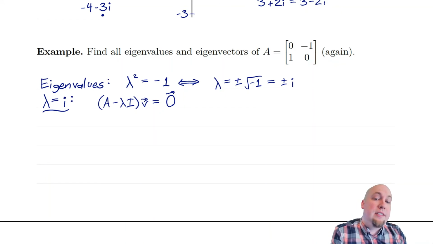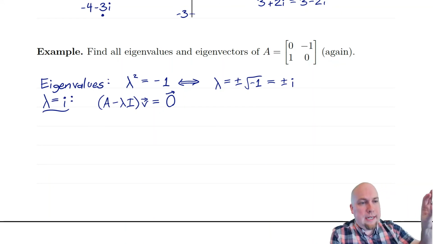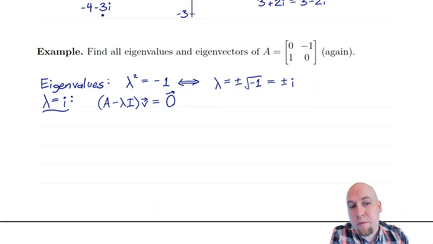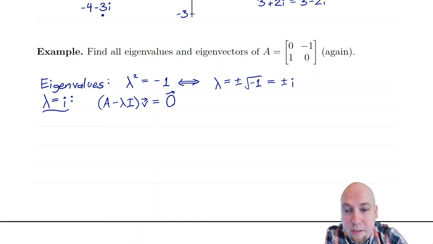All right, to find the corresponding eigenvectors, you pick one eigenvalue at a time and solve (A minus lambda I) times v equals 0. The only difference here from the previous examples that we saw in the previous lecture video is that this time our eigenvalue is complex.